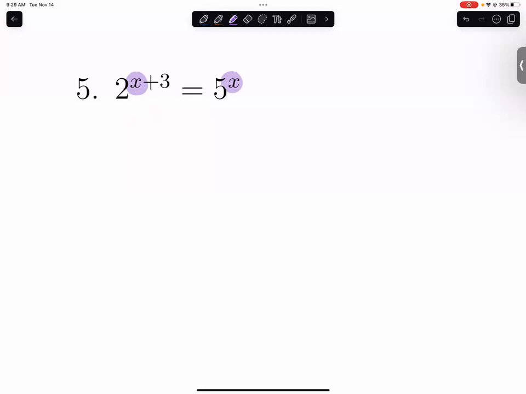Well, 2 and 5 don't have anything in common, right? They're both prime. If they were 2 and 4 or something, then maybe I could get away a little bit easier. But with 2 and 5, there's nothing I can do to rewrite those in terms of a common base to find some commonality there. So what are we left with then? What can we do here? Any ideas?